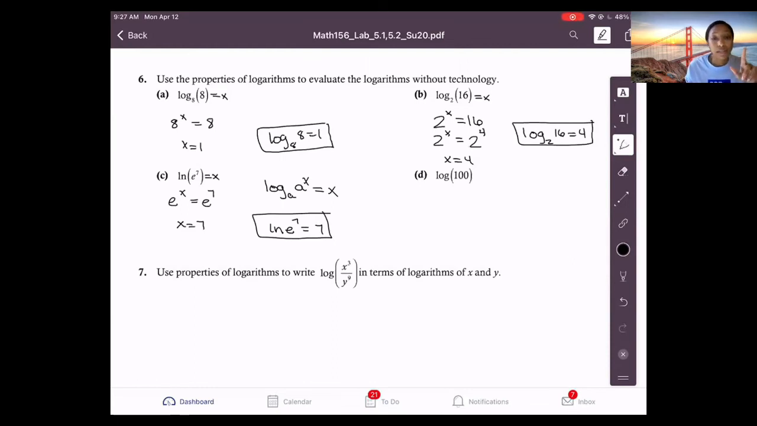All right, and last one here, log of 100. Log of 100, we have log, that's base 10. This is asking 10 to what power equals 100? Well, we know that 100 is 10 squared. So that must mean that log of 100 is 2, because it's the exponent we need to raise 10 to get 100.